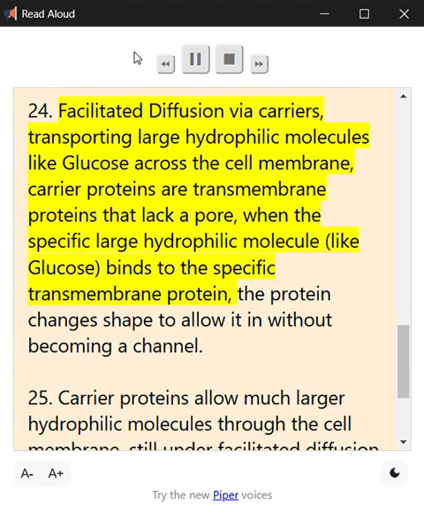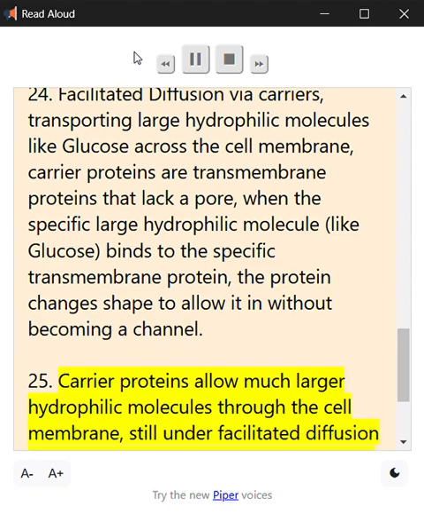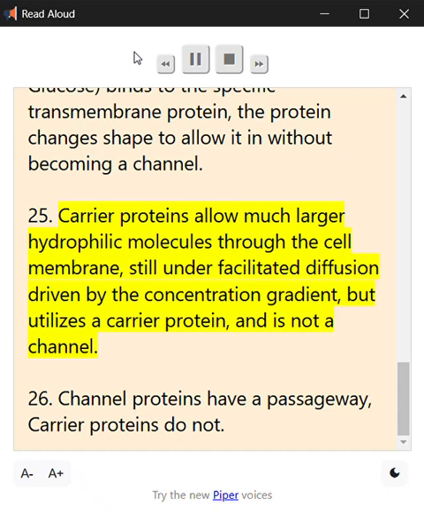24. Facilitated diffusion via carriers transports large hydrophilic molecules like glucose across the cell membrane. Carrier proteins are transmembrane proteins that lack a pore. When the specific large hydrophilic molecule, like glucose, binds to the specific transmembrane protein, the protein changes shape to allow it in without becoming a channel. 25. Carrier proteins allow much larger hydrophilic molecules through the cell membrane, still under facilitated diffusion driven by the concentration gradient, but utilizing a carrier protein, not a channel. 26. Channel proteins have a passageway, carrier proteins do not.